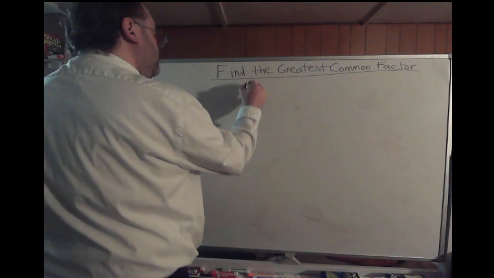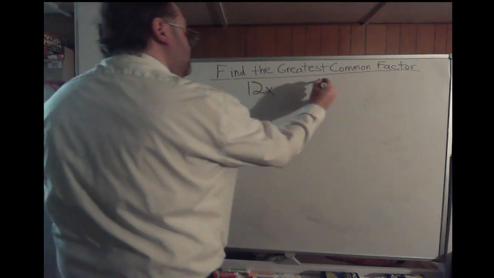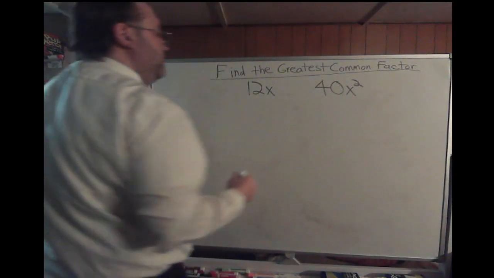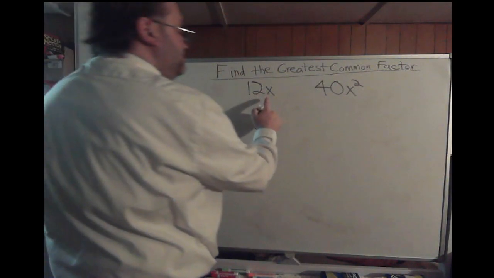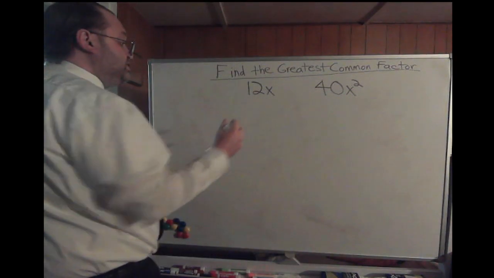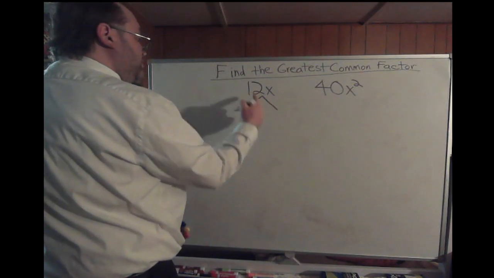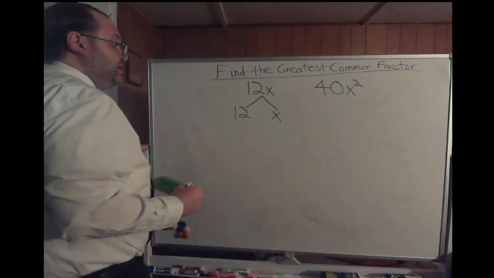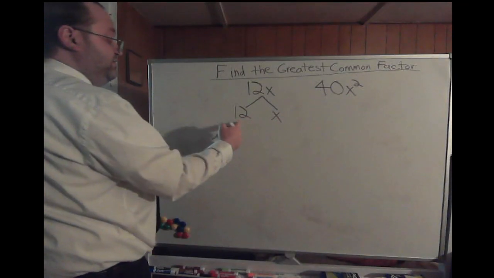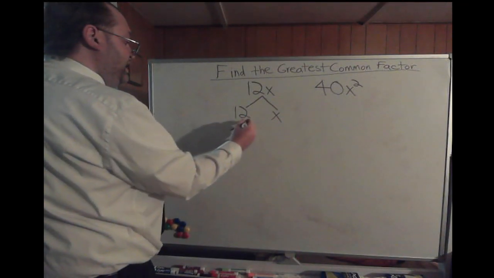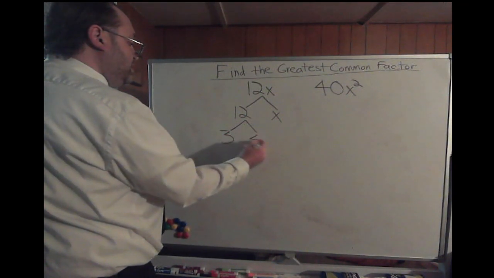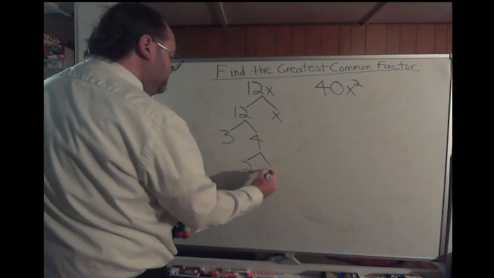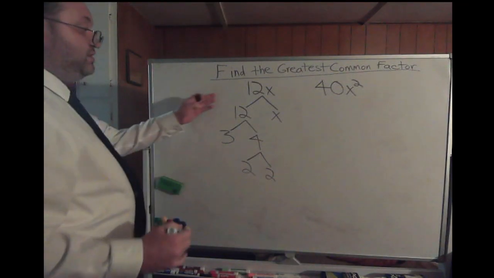So we have 12x. We're going to get the greatest common factor of 12x and 40x squared. What is the greatest common factor of 12x and 40x squared? Well, let's start by factoring them out. Of 12x, you have 12 and x. We can't factor x any further, but we can factor 12. 12 you could have 3 and 4. 3 doesn't factor any further. 4 does, into 2 and 2. All right, we factored 12x all we can.